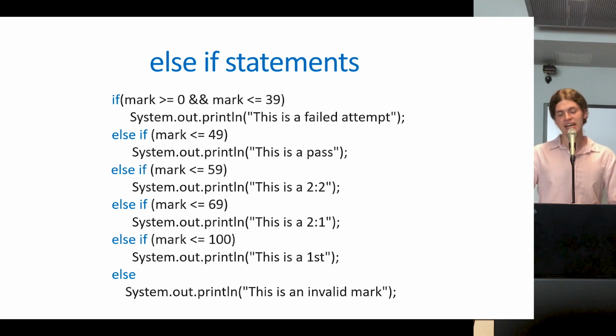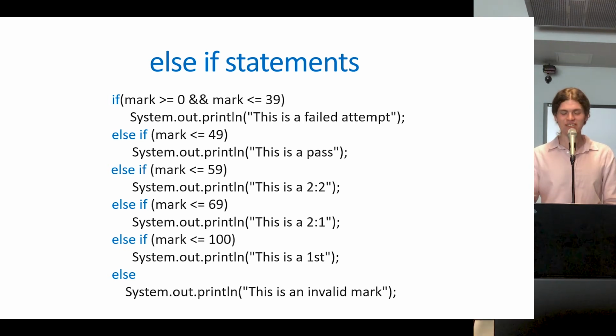It's got to be 40 or more. And if it's 40 or more and less than 49, it must therefore be a pass, because remember we failed the initial one. If that was false, then we go down to the else if and check whether that's true. If that's false, we then go down to the else if again. Remember, if that was false, then it must be 50 or greater, and it must also now be less than 59.